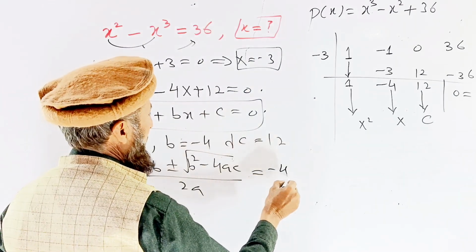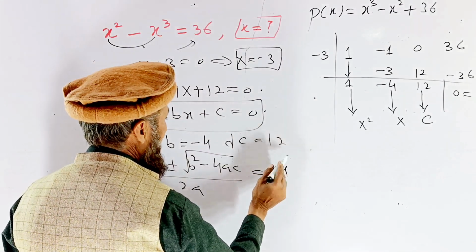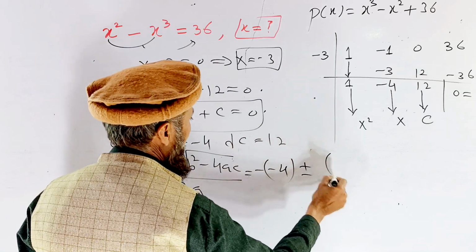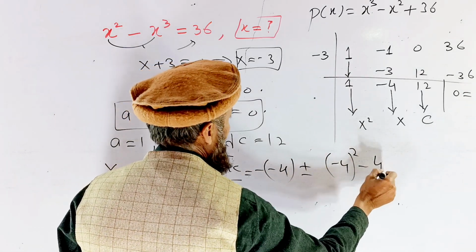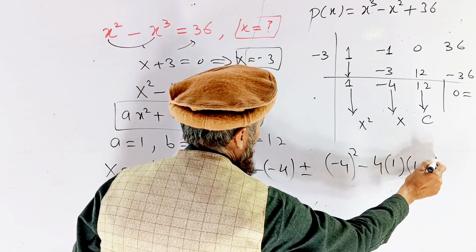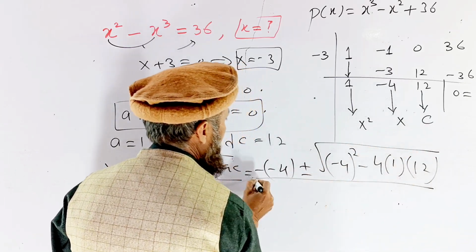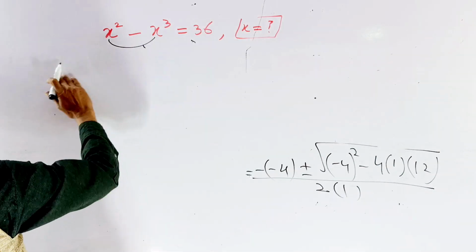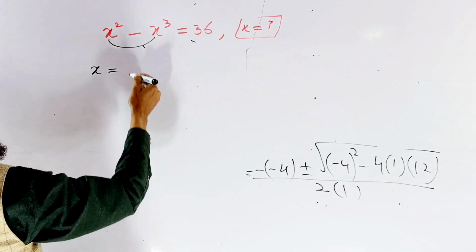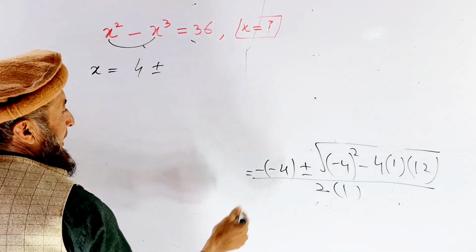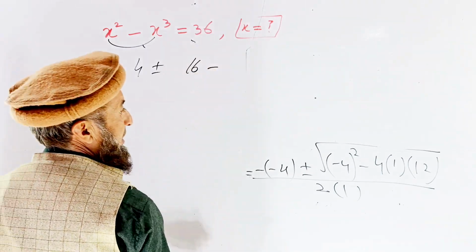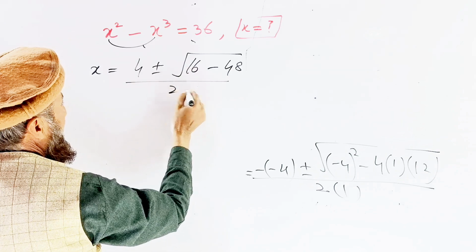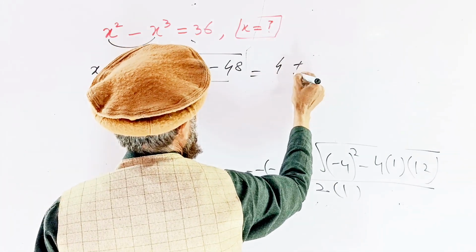We get minus 4 already, and here the sign is already minus 4 plus minus square root of 4 square minus 4ac, with the values 1 and 12, divided by 2a. 2a is equal to 2. X is equal to plus 4 plus minus the square root of 16 minus 48, divided by 2.